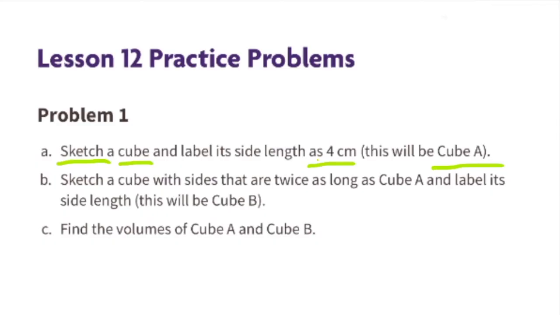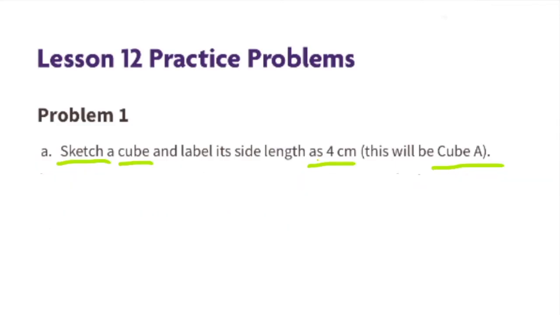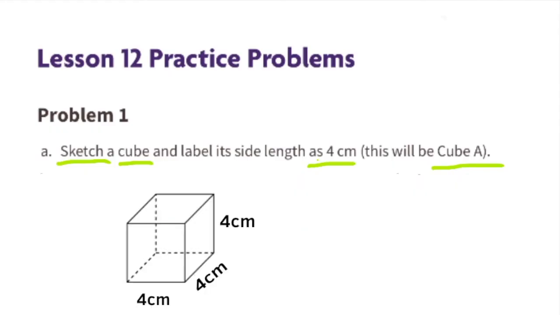This will be cube A. It's a cube. It's going to have a top, a bottom, a front, a back, a right side, and a left side, and the side lengths will all be 4 centimeters. And label it cube A.